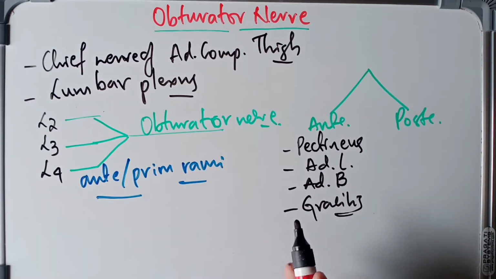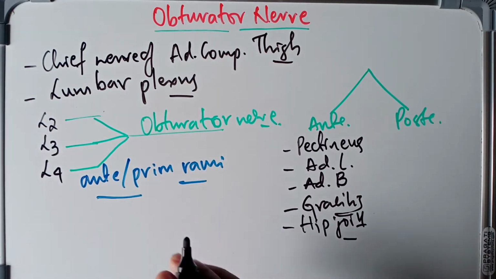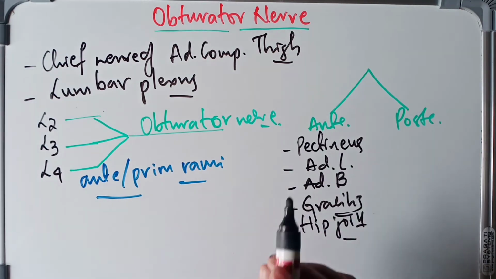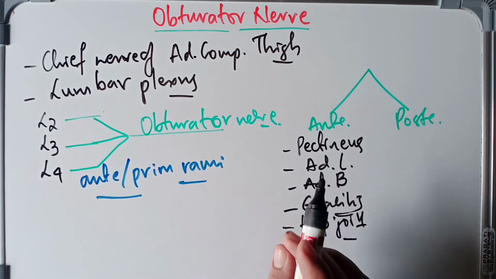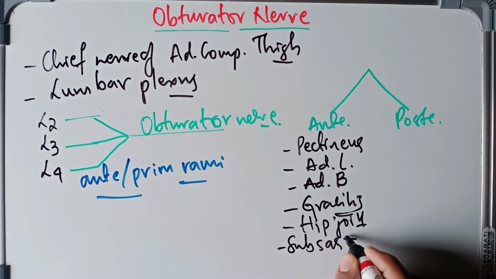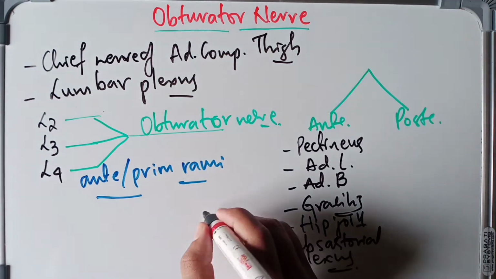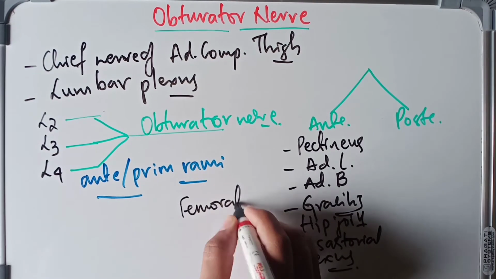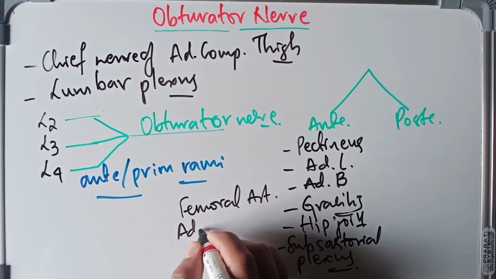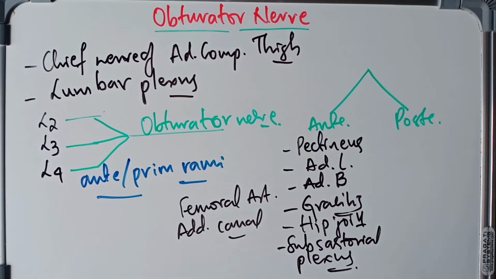The anterior division also gives an articular twig, a small branch, to the hip joint. Distal to the adductor longus, it enters the adductor canal where it also provides a small branch to the subsartorial plexus of nerves. And then it terminates by supplying the femoral artery in the adductor canal. That's about the anterior division of the obturator nerve.